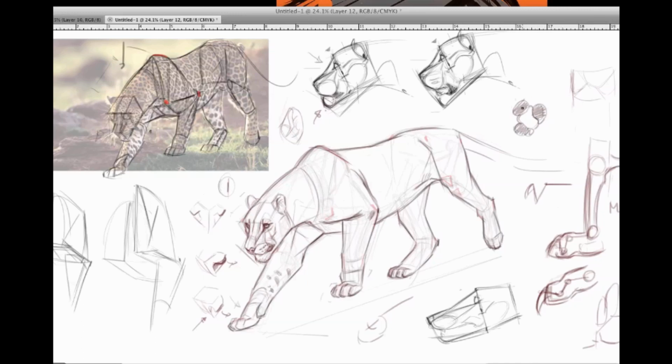Now it all depends on the type of cat that you're drawing. They'll have different shaped rosettes, so just look at the species you're drawing. Cheetahs will have smaller rosettes. Clouded leopards will have huge rosettes.